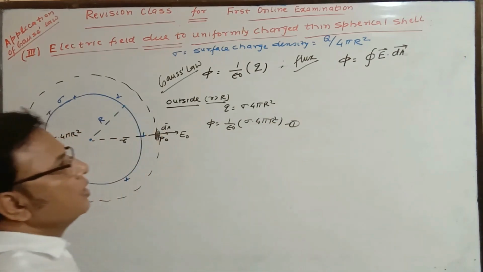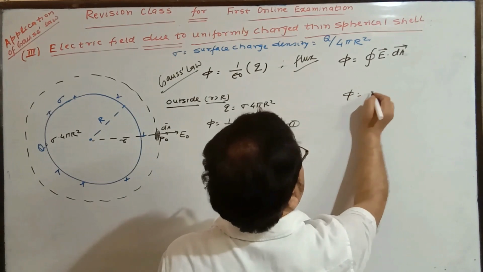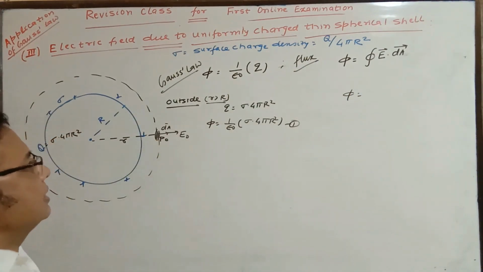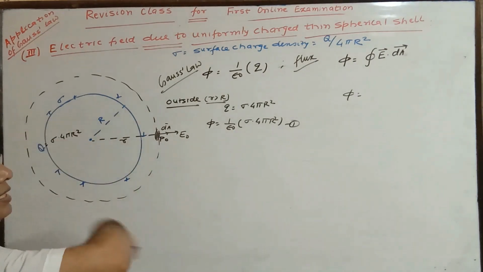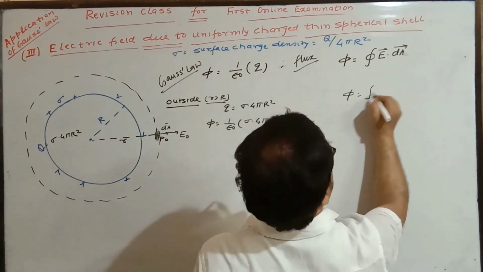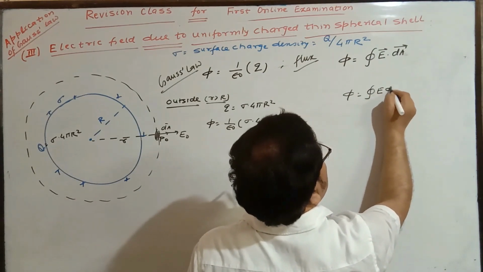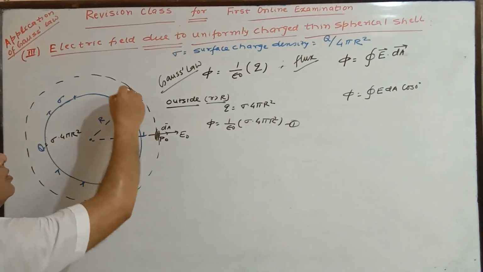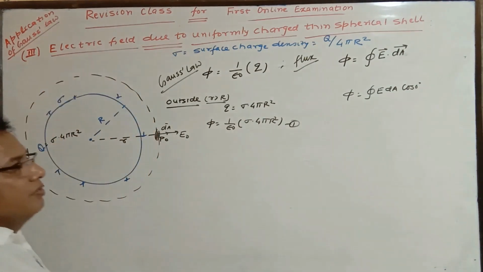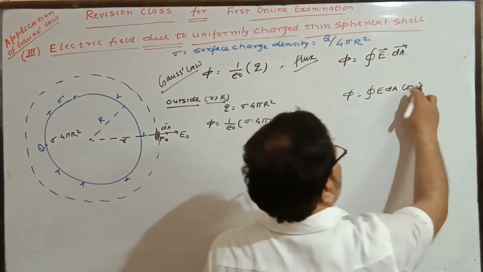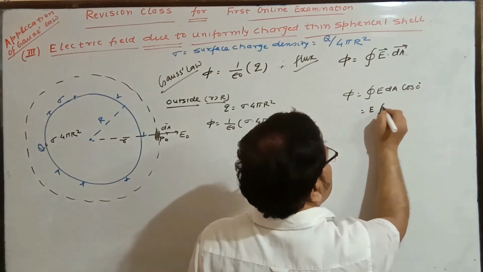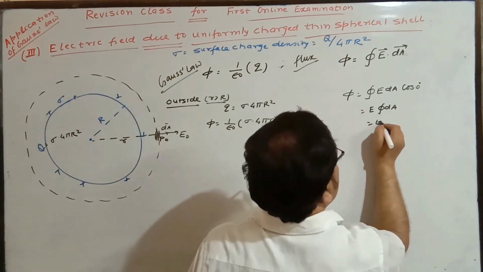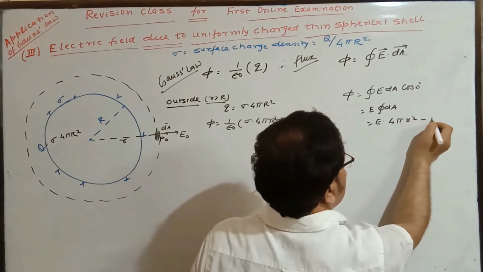Equation 1. How are you getting flux? Flux phi is equal to, at this point, integral E naught dot dA, if E naught is the electric field. So total flux is integration of the whole E into dA into cos 0 degree. At all such points on the surface, the electric field will always be the same, so we can take E outside the integral. Integral dA, cos 0 is 1. Integral dA, the whole surface area, is 4 pi r square. So E into 4 pi r square, equation 2.